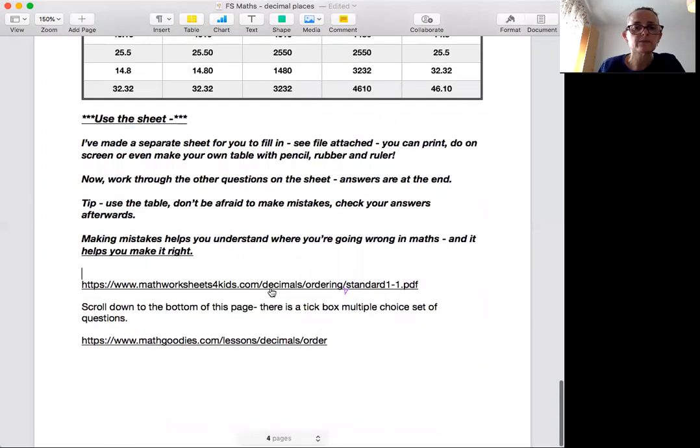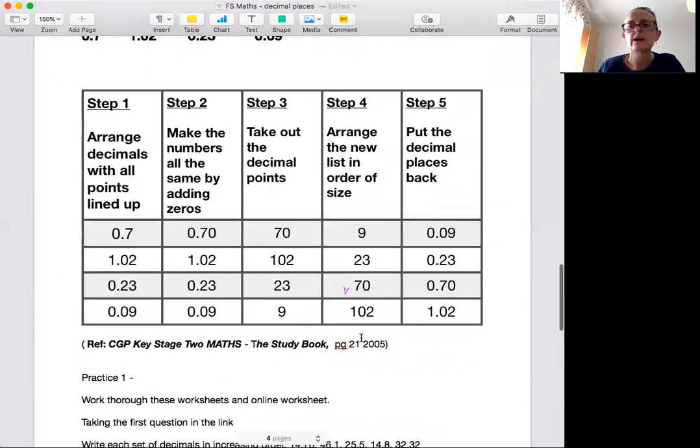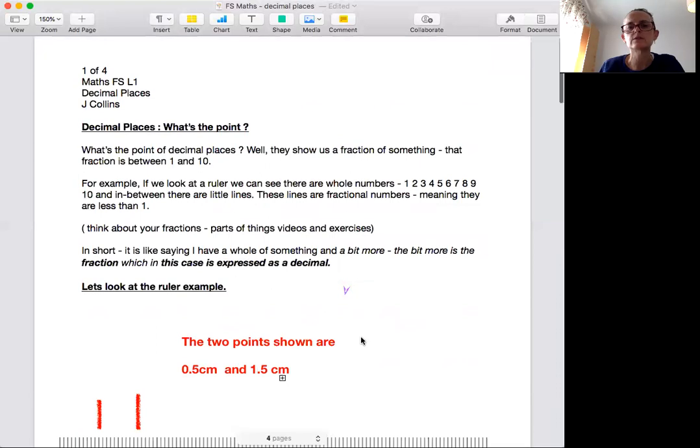So you've got order in fractions, there's a sheet there, and then you've got the online one as well. And I will also add for you the fraction shading sheets as well.